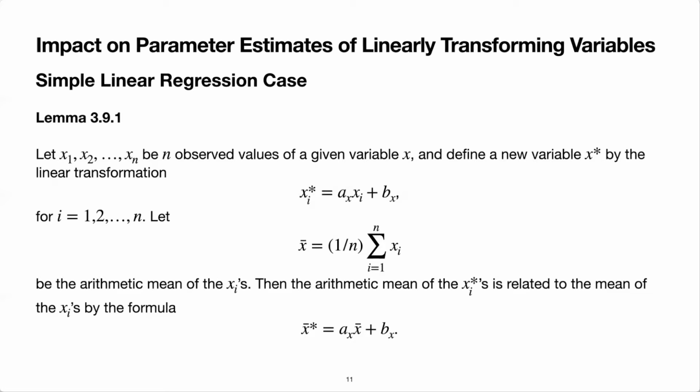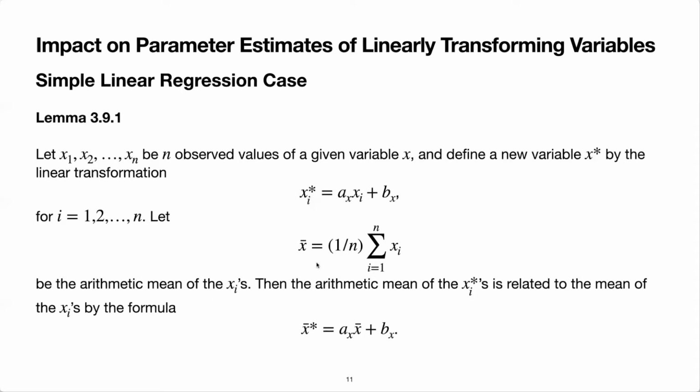So lemma 3.9.1 says the following. Let x1 through xn be n observed values of a given variable x, and define a new variable x star by the linear transformation x sub i star equal to a sub x times x sub i, the original variable, plus b sub x.